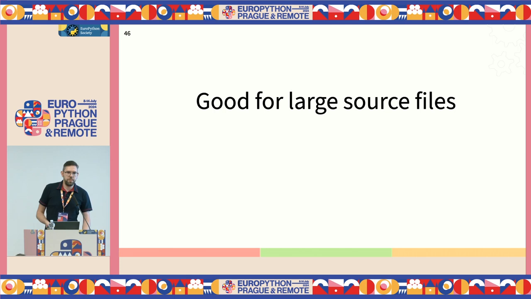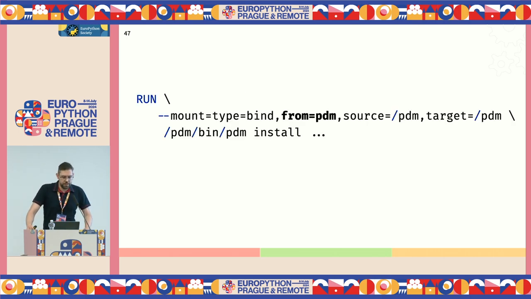It's also very useful for large source files that are not required for the final image. For instance, if your application uses Webpack or something similar to bundle and minify JavaScript, you can just bind your JavaScript sources, run the build, and copy only the generated files to the final image. Using a from argument, you can also mount files from other stages, or even different images. This is great for tools. For example, you can create a virtual environment with PDM, or Poetry, or your preferred package manager in one stage, and then use it in other stages by binding it. It will not take up any space in the final image.